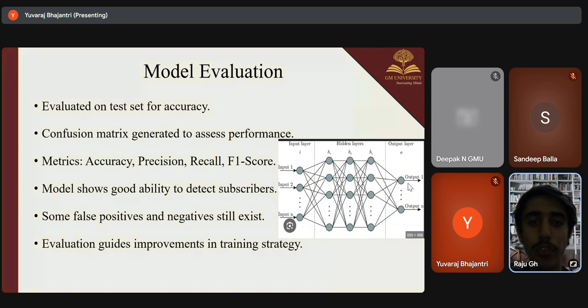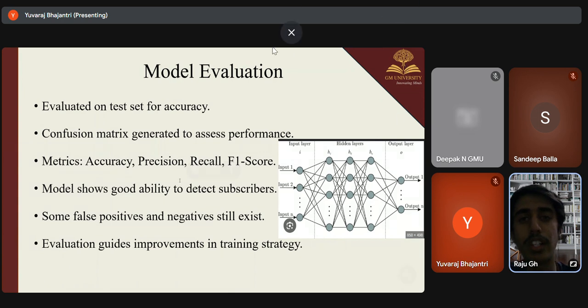We used two confusion matrices to visually analyze the predictions, and key metrics such as accuracy, precision, recall, and F1 score, which offer a well-rounded evaluation. The model shows a strong ability to identify potential subscribers. However, some false positives and negatives still exist. This evaluation step is crucial as it helps us identify how the model can be further improved.